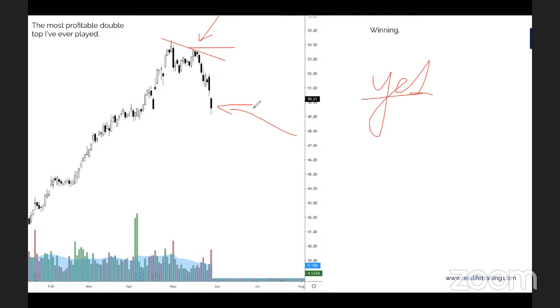Because remember, I load the boat. So now I'm starting to unload the boat a little bit. If I have a lot of risk on the position, I'm lowering the risk, taking some profits. I bought a lot of June 52 puts on this position, which is a bearish trade, which makes money if it goes down.